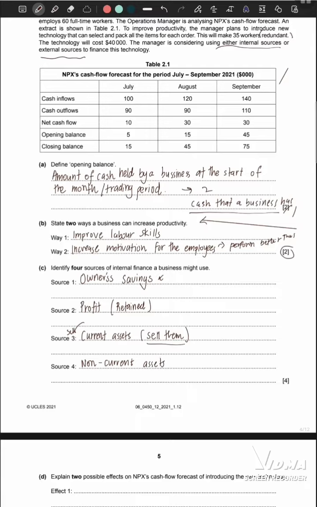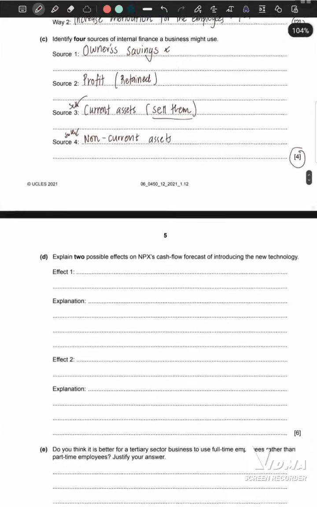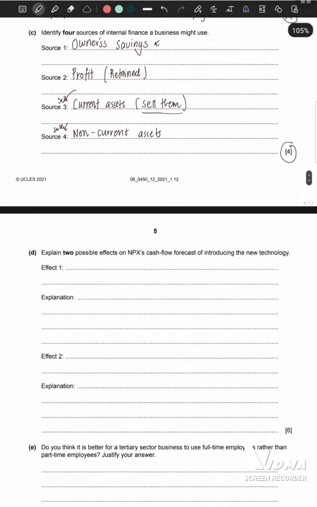For this one is sale off as well, just like this one, just sale off existing non-current assets. But you can just write non-current assets, and I think you should be able to get the point. That's 4 marks. Our part D of question 2.